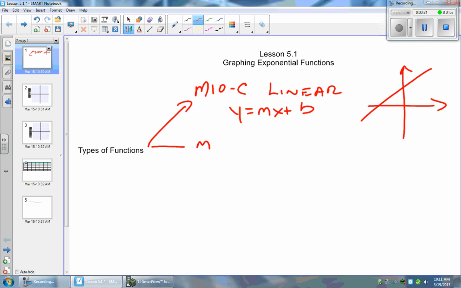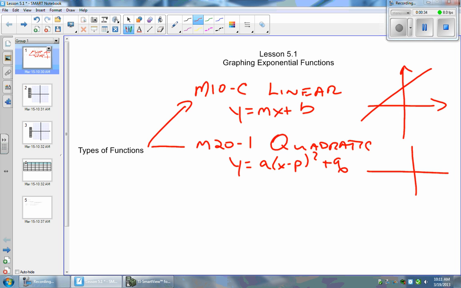Then in Math 20-1, you did something called quadratics. You did a quadratic, which was in the form of y equals a(x minus p) squared plus q. And here's our nice little quadratic where that little point was a p and a q.